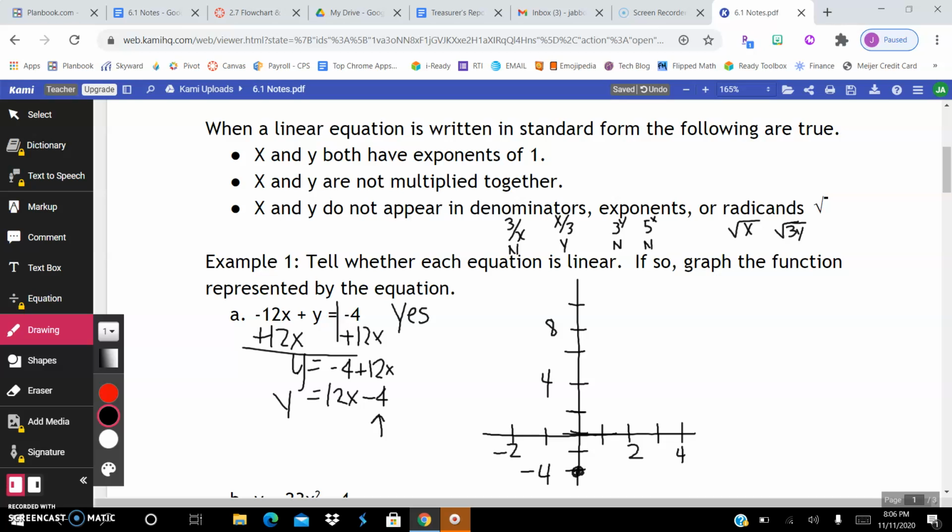So that means 12 as a fraction is 12 over 1. So I'm going to go up 12 and over 1. I'm going to remember that my tick marks are 2s. So 2, 4, 6, 8, 10, 12. So I'm here, and then I have to move over 1. So I'm going to be right there. And then I can connect those dots and make my line.